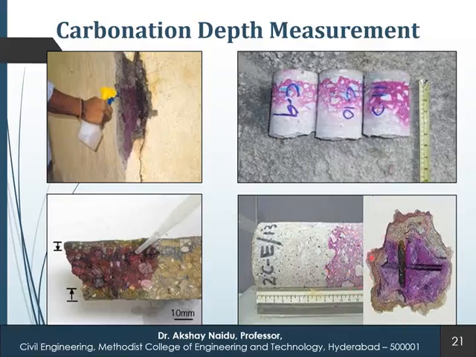In a spalled concrete, we can see that the reinforcement is already corroded, and adjacent to the corroded reinforcement the concrete is not carbonated, but on the top layers the concrete has been carbonated. That is why it has led to rusting or corrosion of steel.